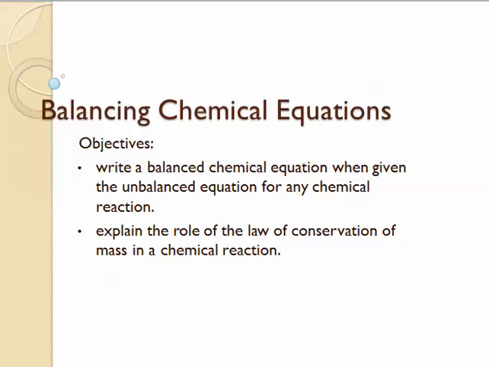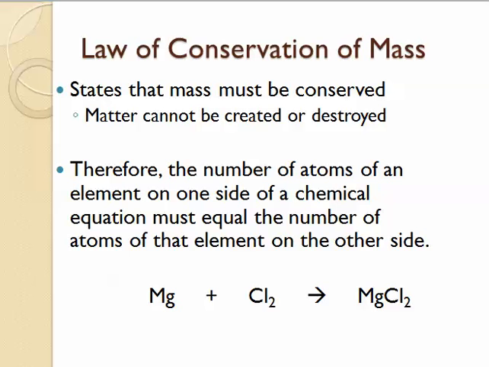In this video, we're going to take a look at how to balance chemical equations. By the end of this video, you should be able to write a balanced chemical equation, and you should also be able to explain how the law of conservation of mass is used in helping us to balance these chemical equations. So as a review, the law of conservation of mass basically tells us that mass cannot be created or destroyed. In other words, it must be conserved.